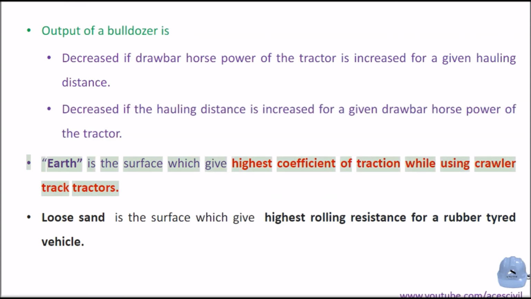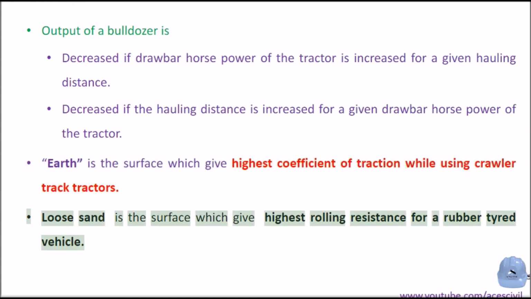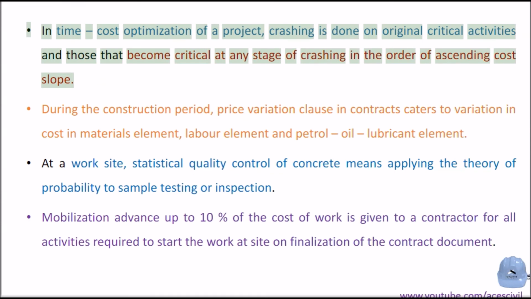Earth is the surface which gives the highest coefficient of traction while using crawler track tractors. Loose sand is the surface which gives the highest rolling resistance for a rubber-tired vehicle. In time cost optimization of a project, crashing is done on original critical activities and those that become critical at any stage of crashing, in the order of ascending cost slope.